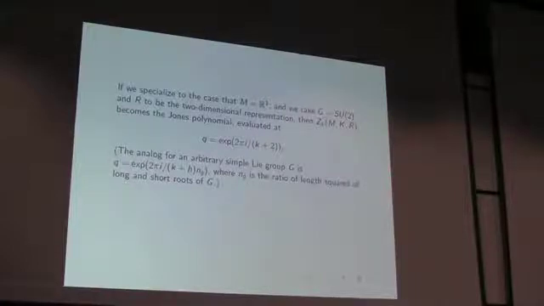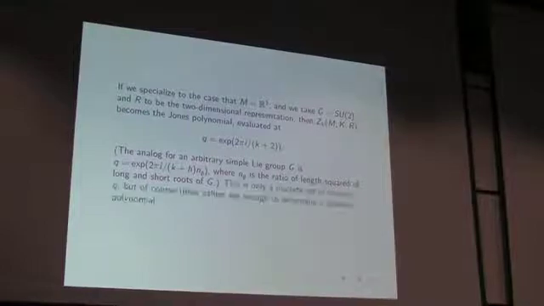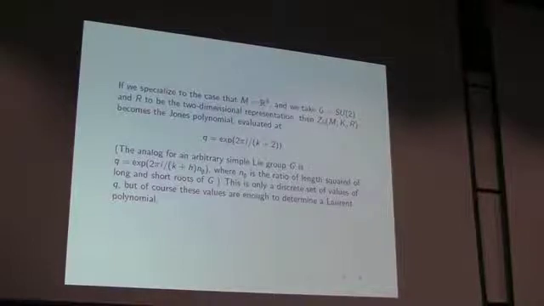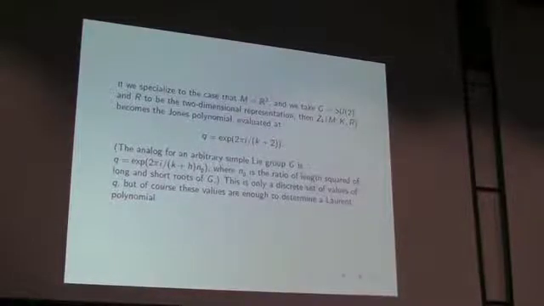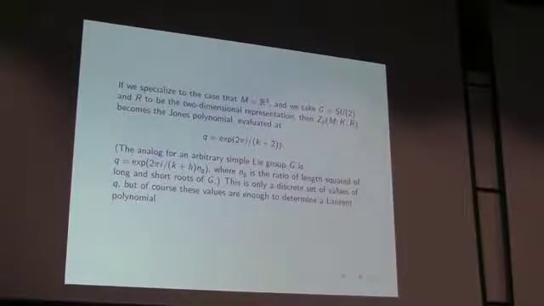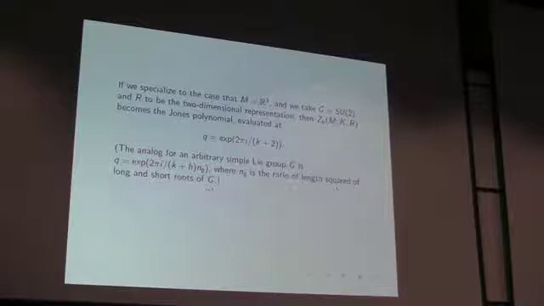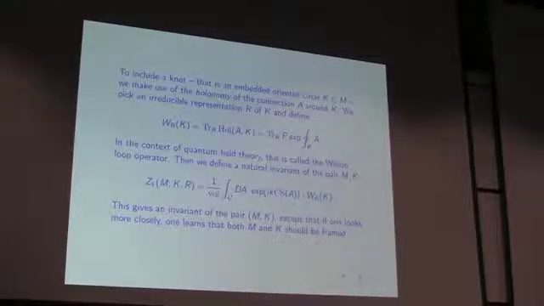So the analog of this for any simple Lie group is, as I've written, where h is the dual Coxeter number, I seem to have forgotten that, and mg is the ratio of length squared of long and short roots. Now, this is only a discrete set of values of q, but of course these values are enough to determine a Laurent polynomial. So, in a sense, this is a manifestly topologically invariant characterization of the Jones polynomial. Namely, special values enough to uniquely determine it are given by a formula that physicists regard as a manifest topological invariance, although for mathematicians it's a cousin of one of the Clay-Millennium problems.